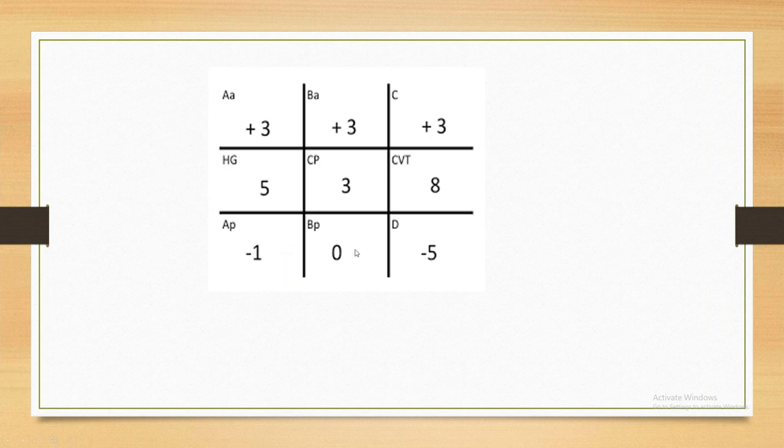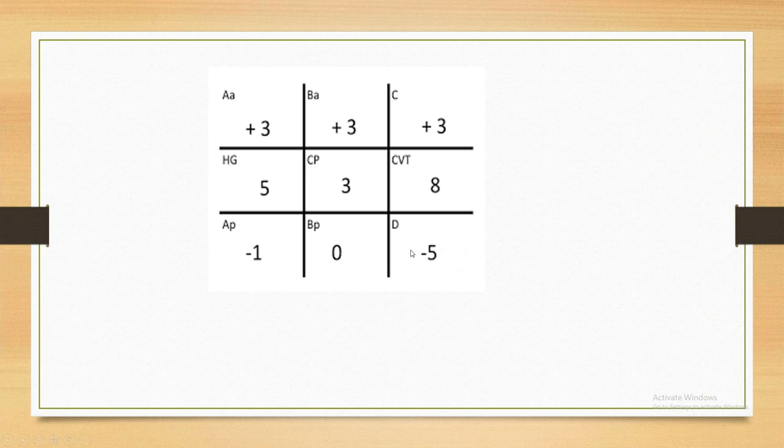So, it is stage 2 posterior wall prolapse. Stage 2 posterior, stage 3 anterior, stage 3 apical. Got it?